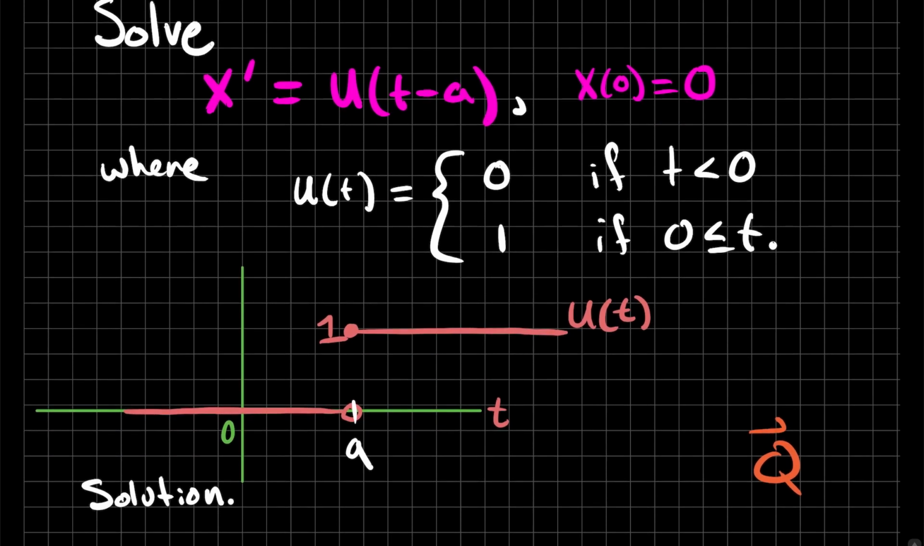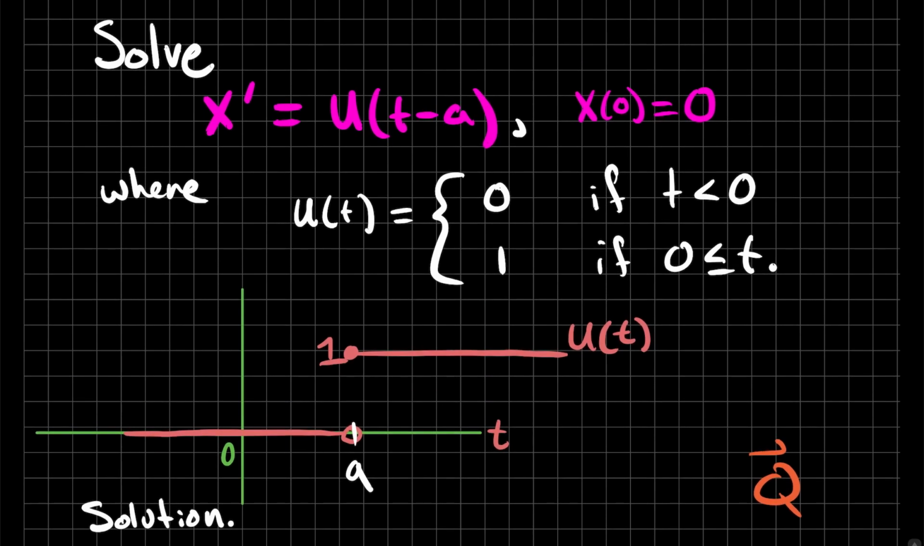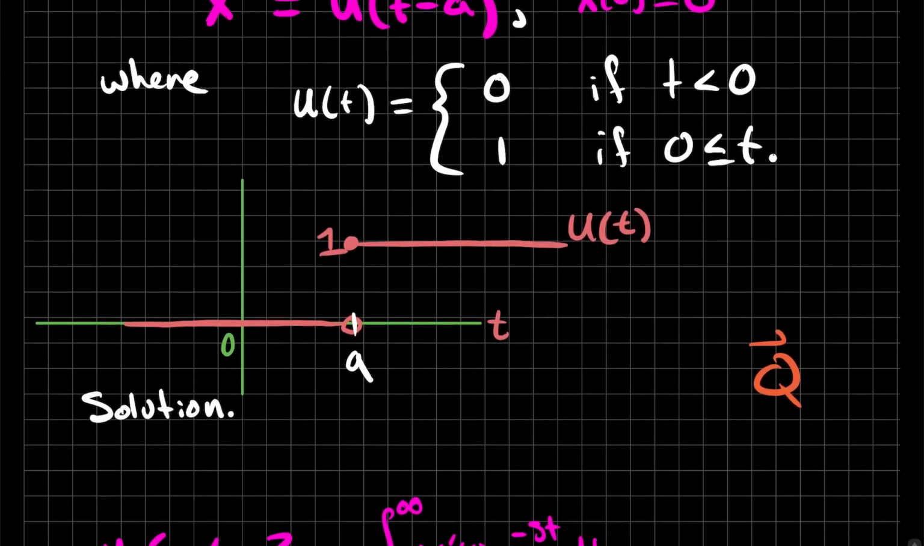So the first thing that we need to do, in all of these, is we're going to take the Laplace transform of both sides. Last time we calculated the Laplace transform of the Heaviside function. So we know what that equals. So this time, what we need to do is calculate the Laplace transform of the left. So let's go ahead and do that at this moment.